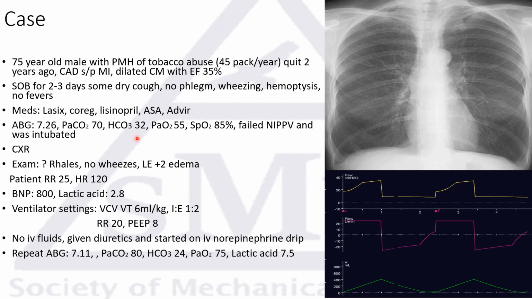So he has alkalosis. Whether this could be chronic compensation by the kidney for the increased PaCO2, usually about 5 milliequivalents for each 10 of PaCO2, or the patient could be alkalotic because of the diuretics. So there's a lot of unknowns here.